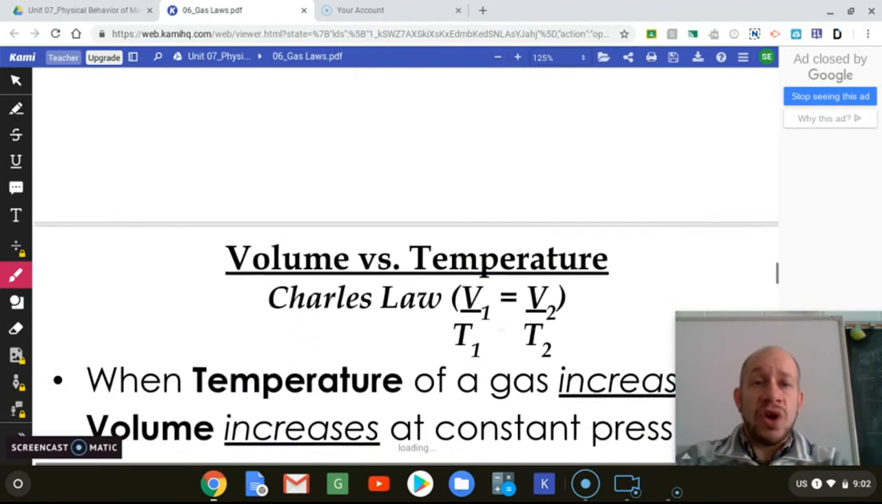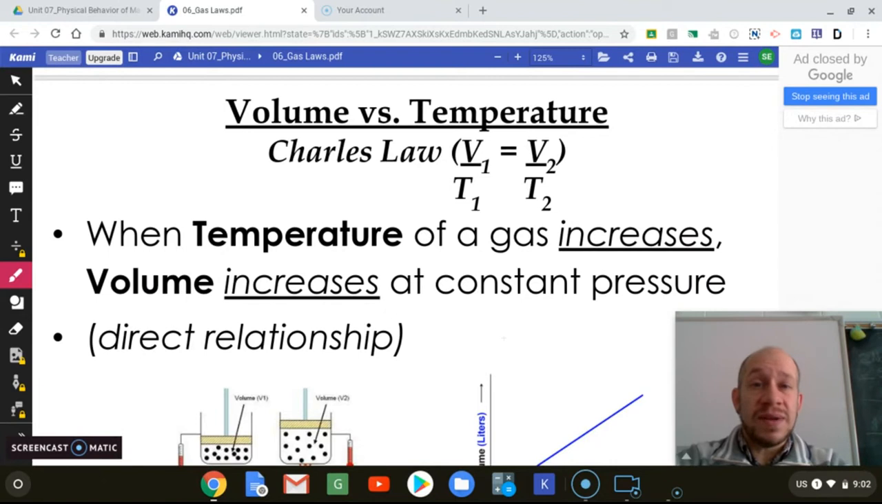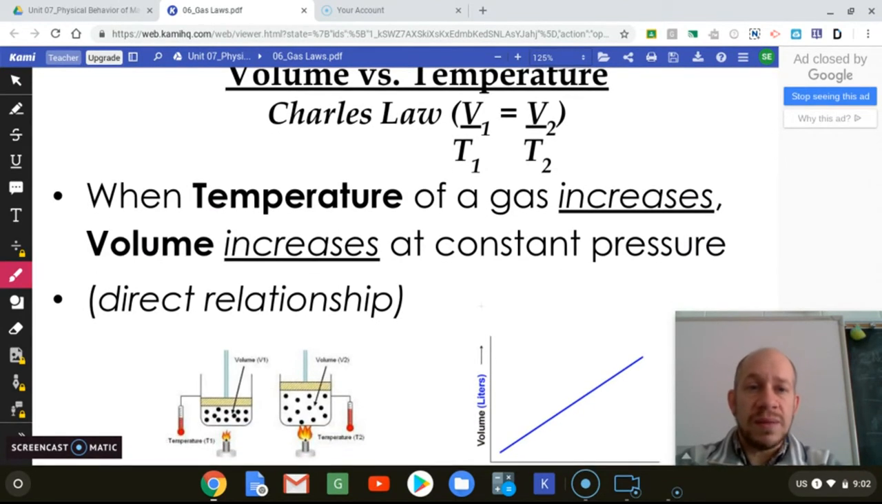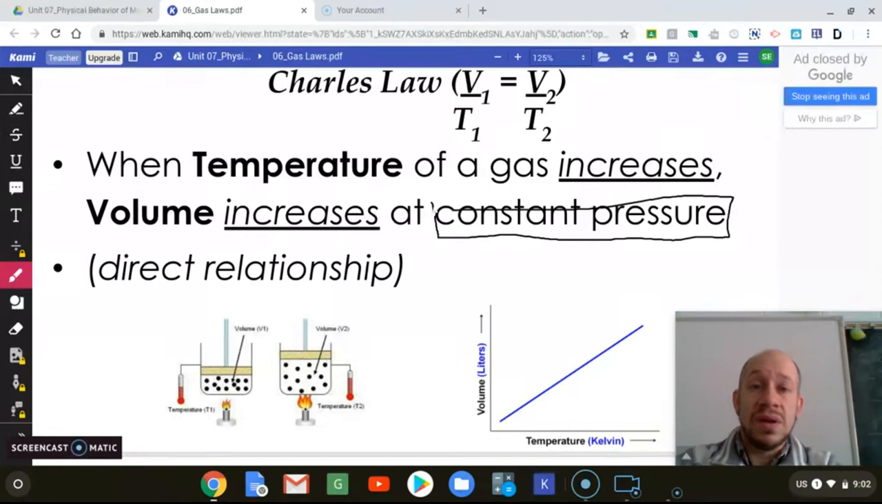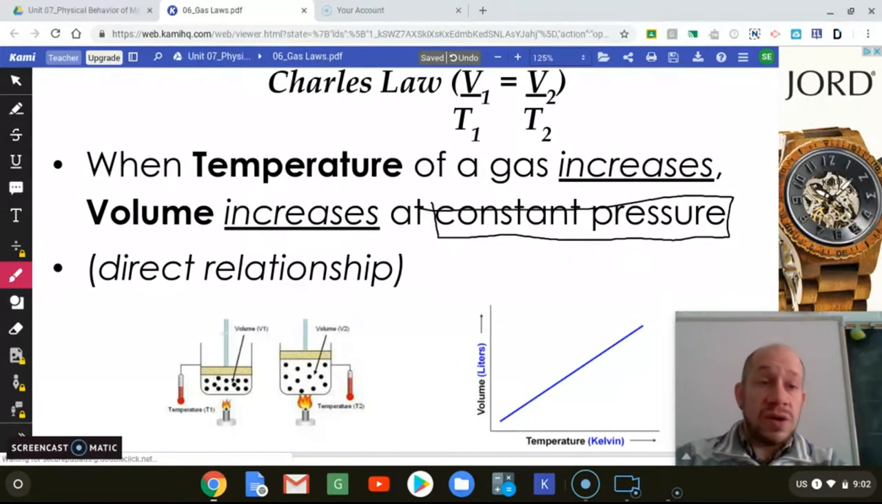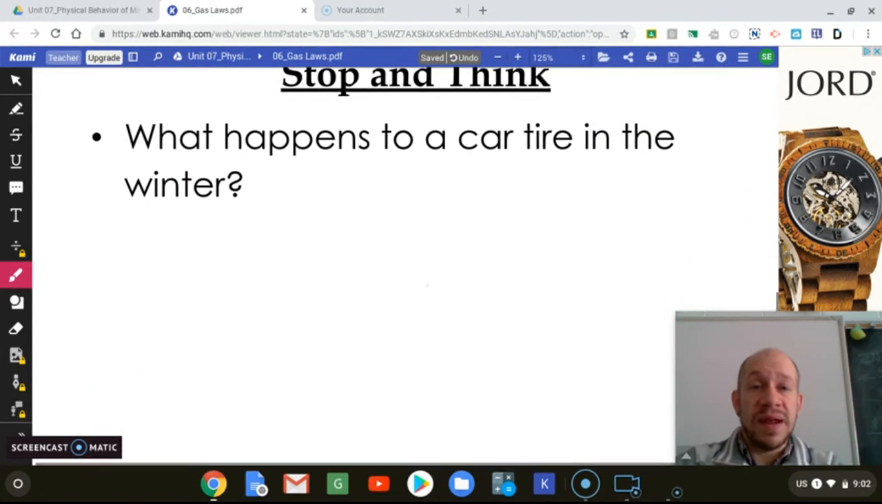Okay. Charles' law talks about the relationship between volume and temperature. So when temperature of a gas increases, volume increases at a constant pressure. So what this is now saying, I'm at a constant pressure. So I'm going to keep the same pressure, but if I increase my temperature, then my volume is going to increase directly. So stop and think, what happens to a car tire in the winter?